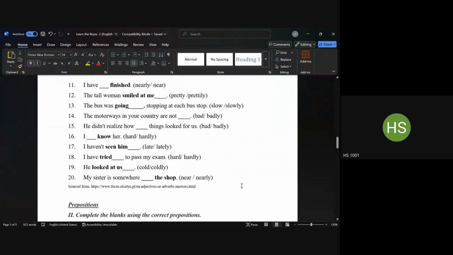So I think we're almost done. The last one is, my sister is somewhere dash the shop. Near the shop. Right, so that is how it is.